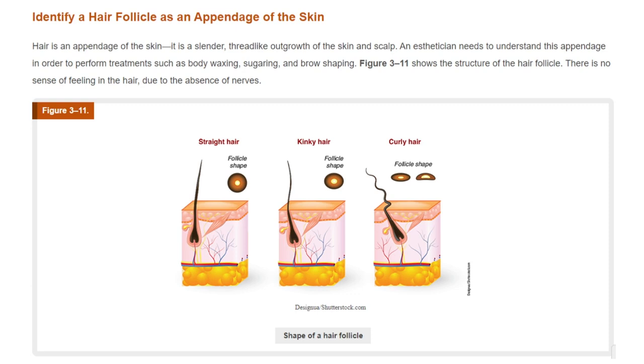Hair is an appendage of the skin. It is a slender, thread-like outgrowth of the skin and scalp. An esthetician needs to understand this appendage in order to perform treatments such as body waxing, sugaring, and brow shaping. Figure 3:11 shows the structure of the hair follicle. There is no sense of feeling in the hair, due to the absence of nerves.